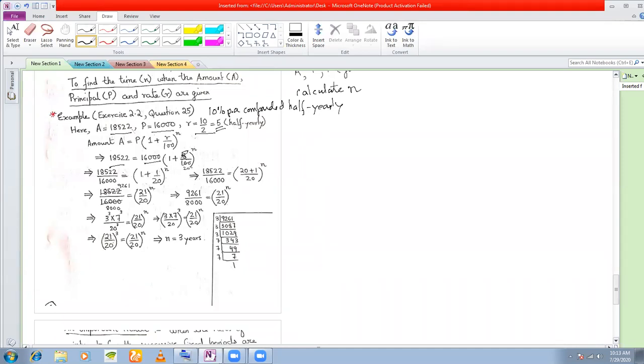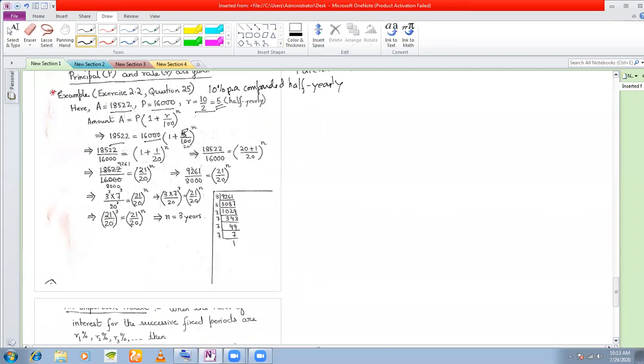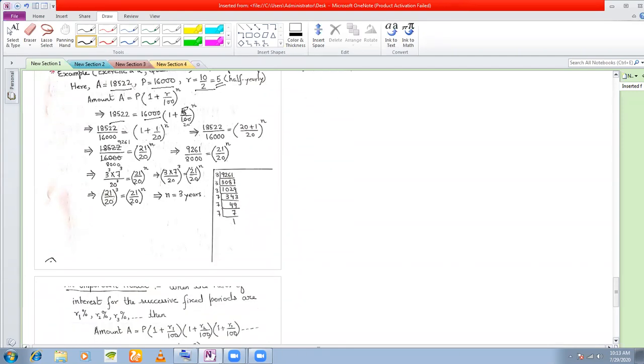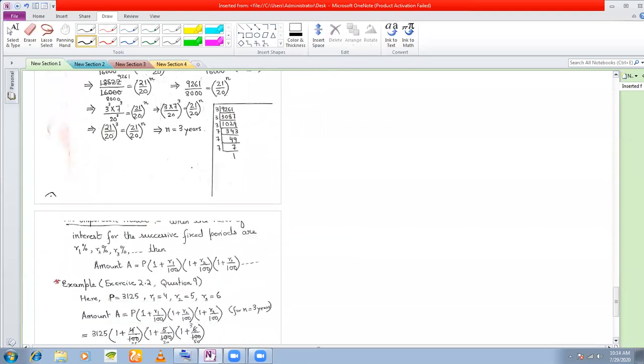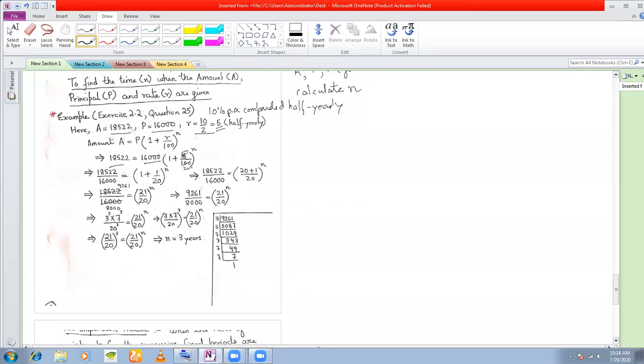For the time, I have not halved the time here. For some reason I have not halved it. In fact, this should be n by 2. But anyway, we can still work with this. For the time being, let us assume that it is n.